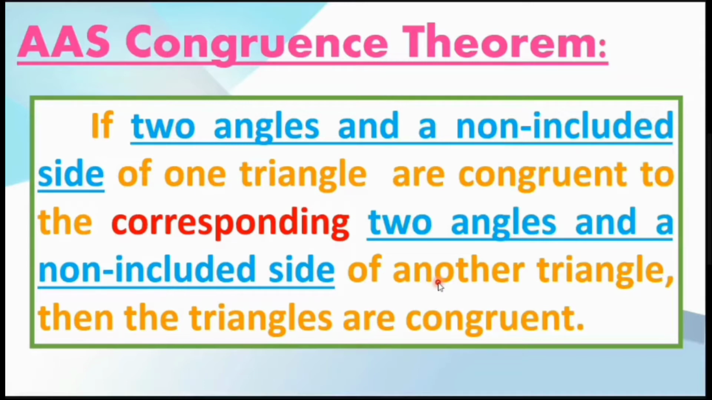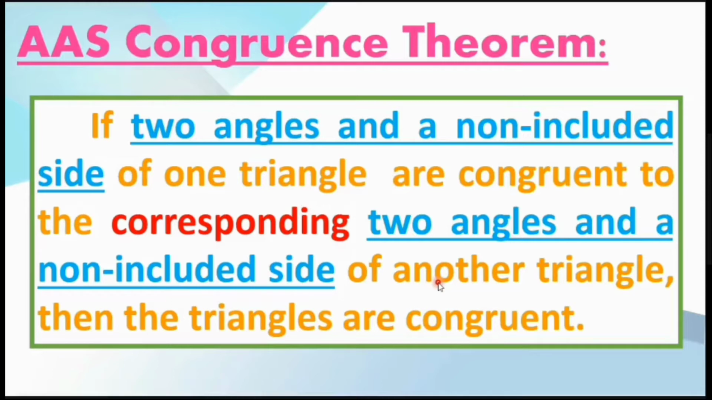Remember, in our previous discussion, we have learned about ASA congruence postulate, wherein S is in between two angles, meaning we have S in between two A's. Ibig sabihin, yung side doon na nasa gitna ng dalawang angles is actually considered to be an included side. Pero in this case, wala tayong tinatawag na included side because yung location or yung position ng side is not in between two angles. So, ganun lang po siya.